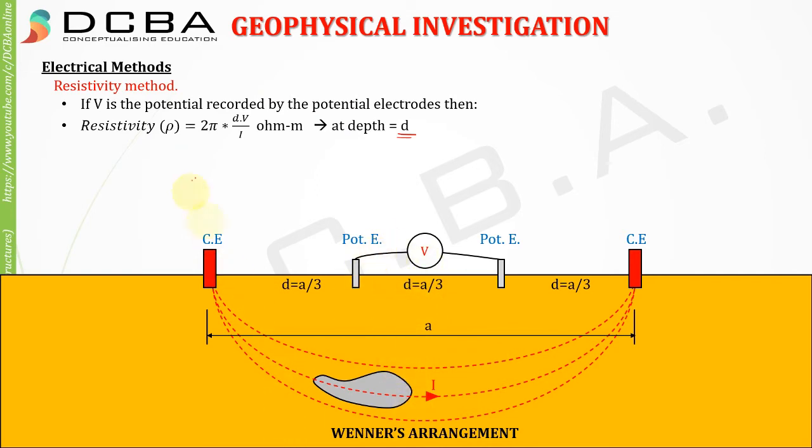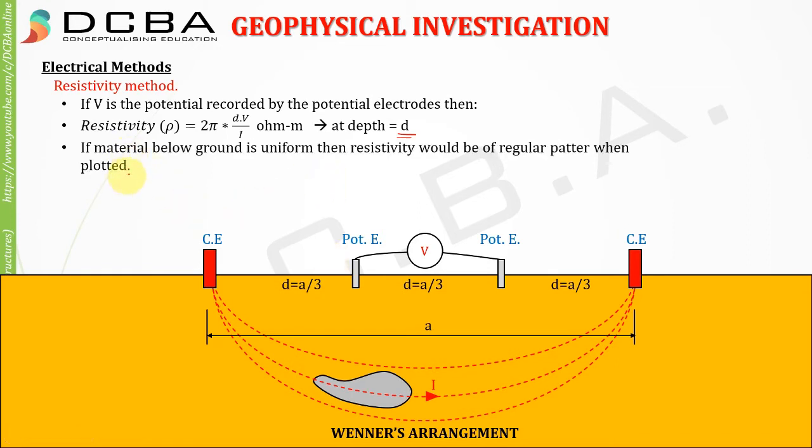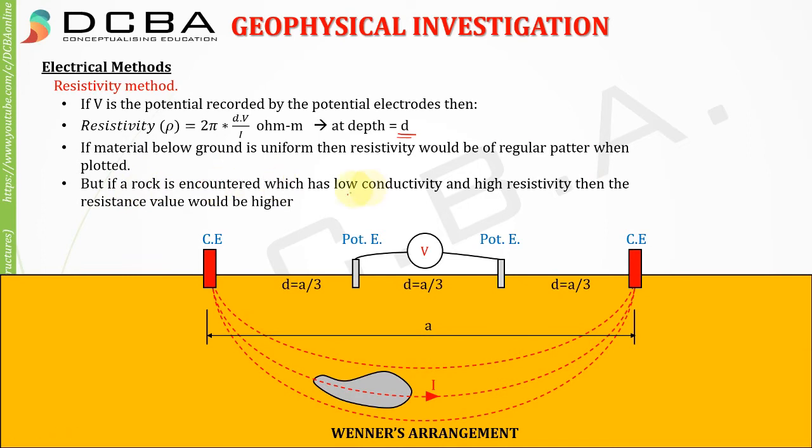You can change the distance between the current electrodes, and then you can find different resistivities at different depths, and from this you will understand where the resistivity changes. If the material below ground is uniform, then resistivity would be of a regular pattern when plotted. But if a rock is encountered which has low conductivity and high resistivity, then the resistivity value would be high.